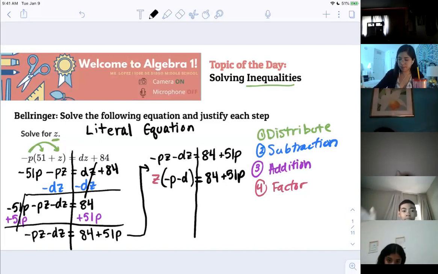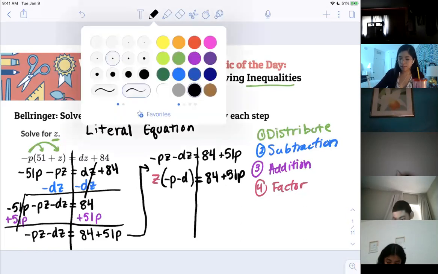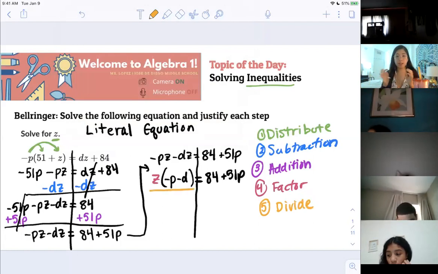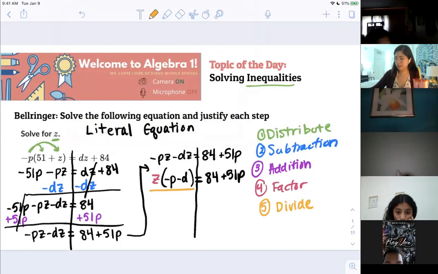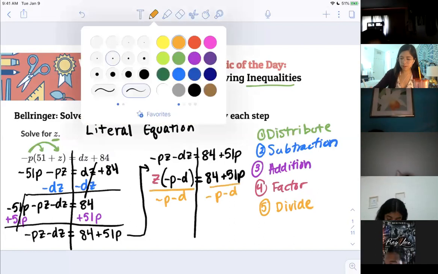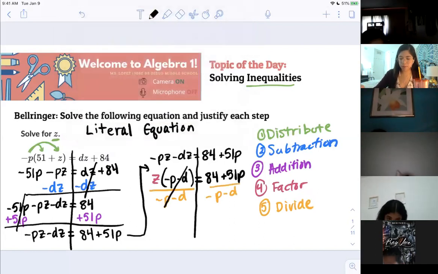Alrighty, last step now. We've got one last step to get z all alone. What should I do? Divide. Divide negative p minus d to both sides. Perfect. The z is being held together with the parentheses by multiplication. Parentheses mean to multiply. So since they're being held together with multiplication, we're going to do the opposite, which is to divide. That's going to cancel everything that's in these parentheses.